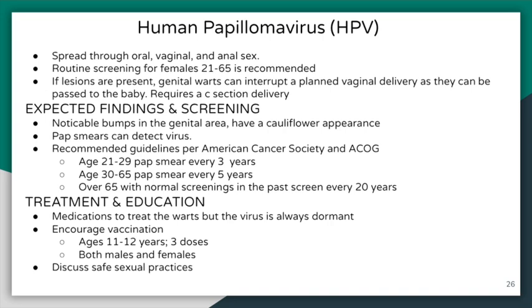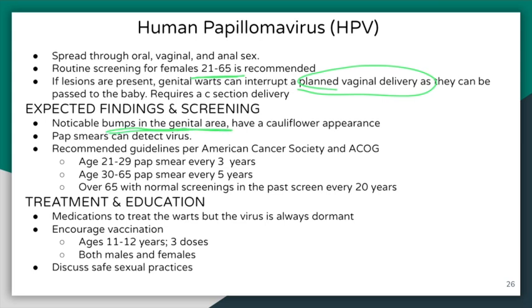So HPV is our next one we're going to talk about. HPV is a virus that's transmitted through oral, vaginal, and anal sex. It is recommended that we do routine screening for females between the ages of 21 and 65. If lesions are present, genital warts can interrupt a planned vaginal delivery. They'll require a C-section.